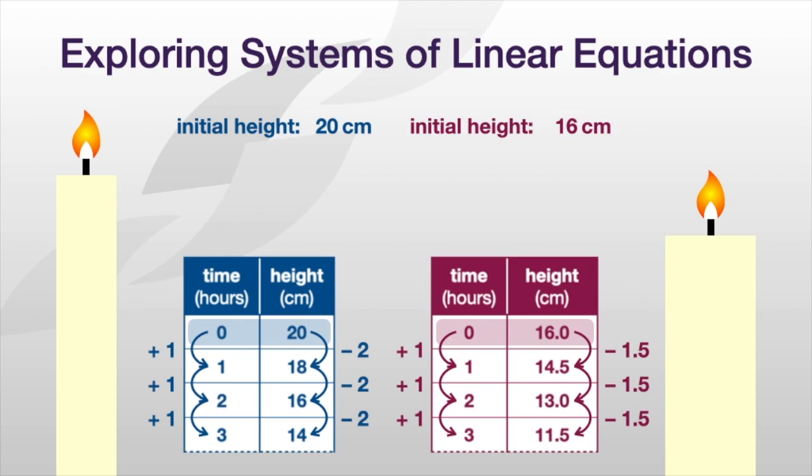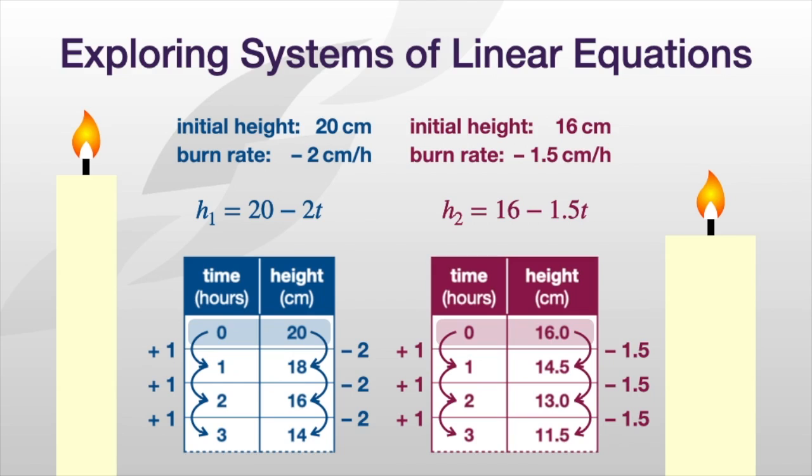Notice that for each candle, the rate of change is constant. This is what defines linear relations. The heights of the candles over time can be modeled by the equations h equals 20 minus 2t and h equals 16 minus 1.5t, respectively.